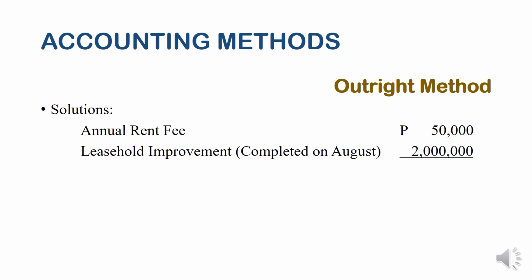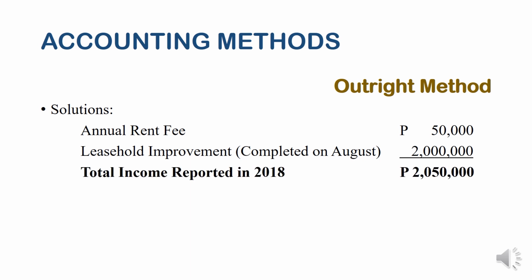Why? Because again, the lessor expects that this improvement shall become his property at the end of the lease contract. Therefore, for the year 2018, the lessor will report an income of 2 million pesos and 50,000 pesos. So 2 million and 50,000 pesos. Okay? So we recognized outright the leasehold improvement as an income.